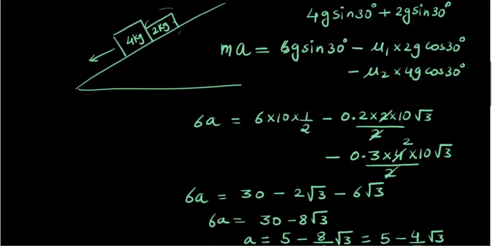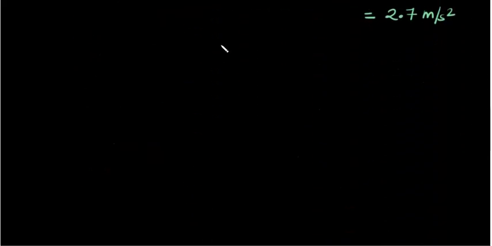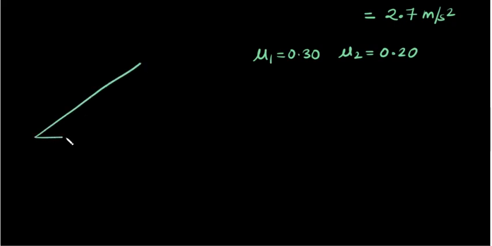Now there is one more case that we have to deal with. That is when mu1 is 0.3 and mu2 is 0.20. This is the another case. So let's deal with this case also. Again, what we will do, we will draw these two masses. This is 4 kg mass, this is 2 kg mass. This is mu1, this is mu2, right?